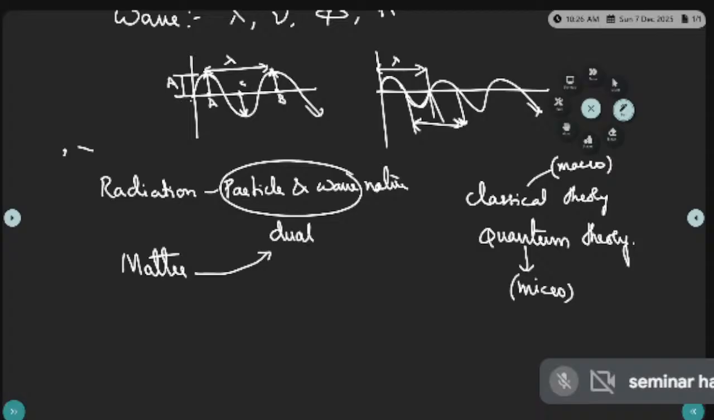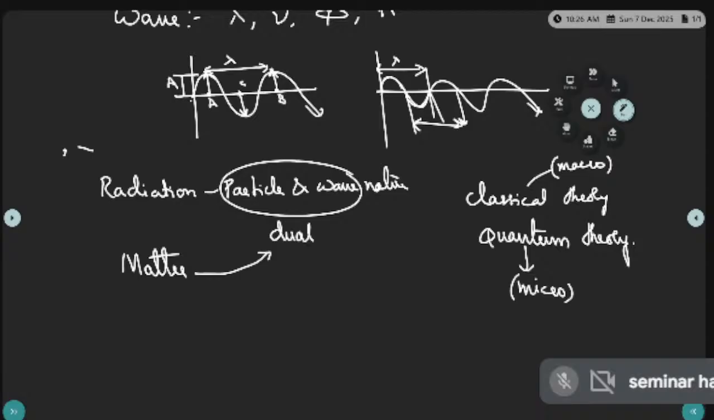Very small means normally we can't see it. If you want to see, we need a high resolution microscope. If it is visible, classical theory will say something is there, then it has properties. If nothing is visible, classical theory will say nothing is there. But quantum theory says something is there.